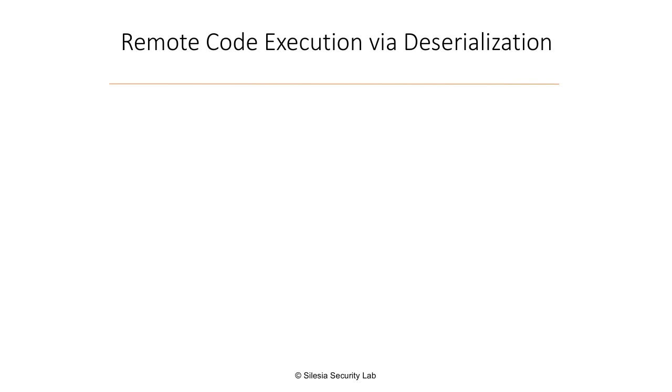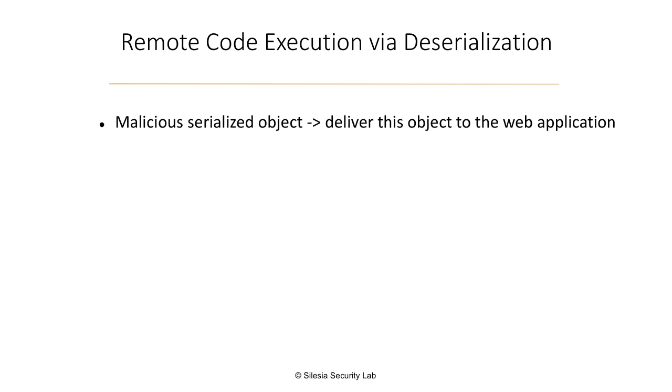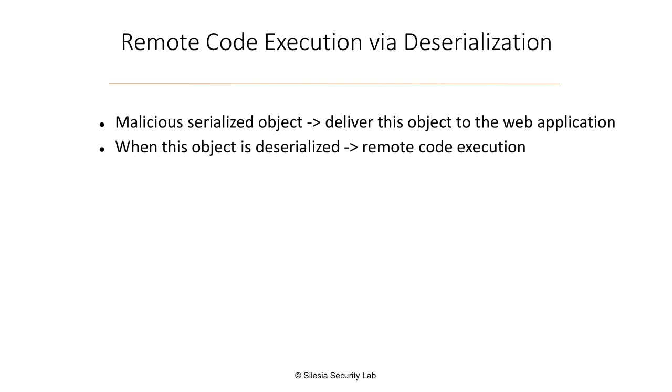The interesting part from a security point of view is deserialization, because via insecure deserialization, we can launch, for example, remote code execution. And this is exactly what I'm going to discuss in this video. So let me provide you with a sequence of steps that make this attack possible. First, we prepare a malicious serialized object, and then we deliver this object to the web application. When this object is deserialized, the remote code execution is triggered, and well, this is the end of the game, right?